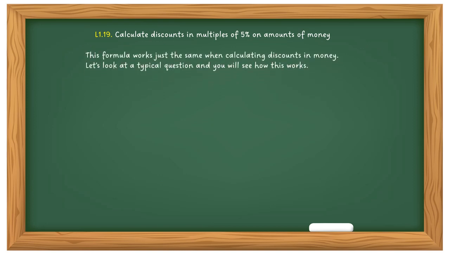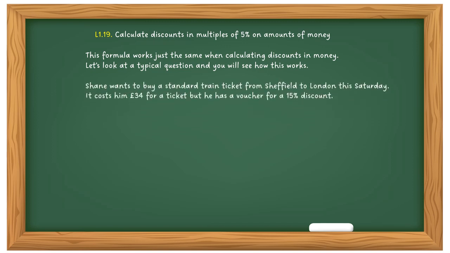Now this formula works just the same when calculating discounts on money. Now let's look at a typical question and you will see how this works. Shane wants to buy a standard train ticket from Sheffield to London this Saturday. It costs him £34 for a ticket, but he has a voucher for a 15% discount. So what is the new cost of the ticket he purchases?